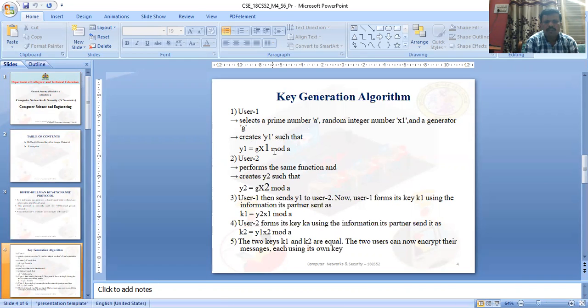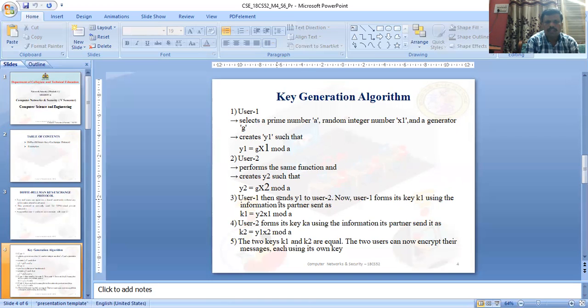User two performs the same function and creates y2, such that y2 is g to the power of x2 mod a. Here g is the generator, x2 is a random integer, and the mod operation is performed with the same prime number that was selected. That is done by user two. User one and user two perform the same steps. User one then sends y1 to user two.